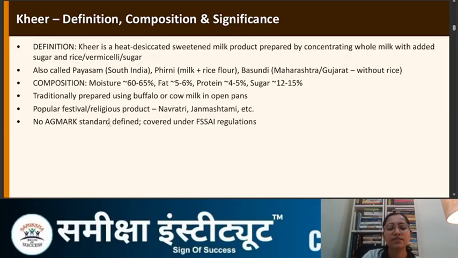So there is no egg mark standard, but still Amul, Verka and similar brands produce different varieties of kheer. These are covered under FSSAI regulations, but no egg mark. As I have already mentioned, egg mark is for ghee. So FSSAI regulations are the ones we follow for other milk products, for other indigenous products.